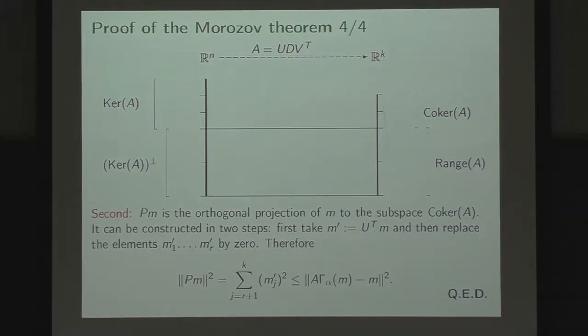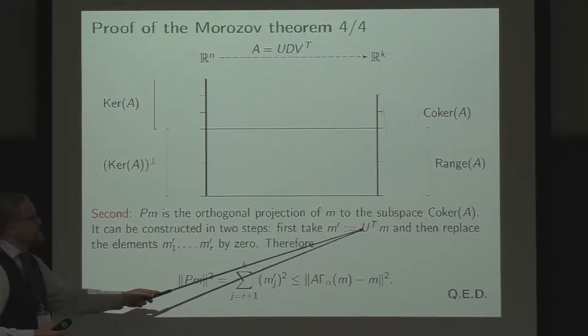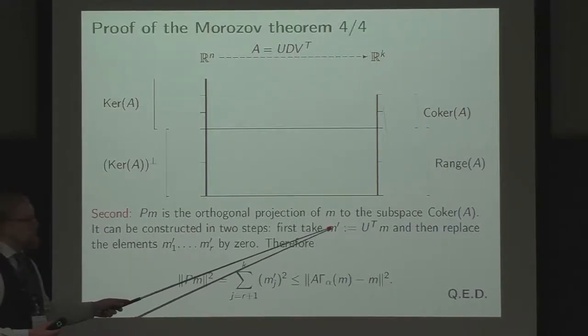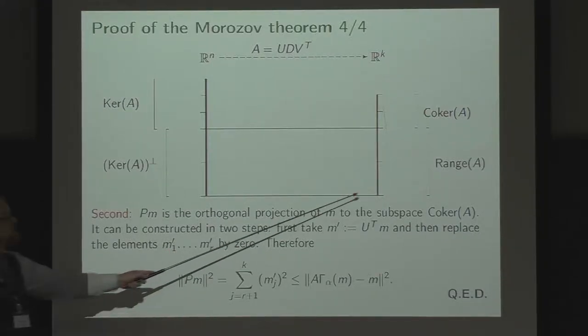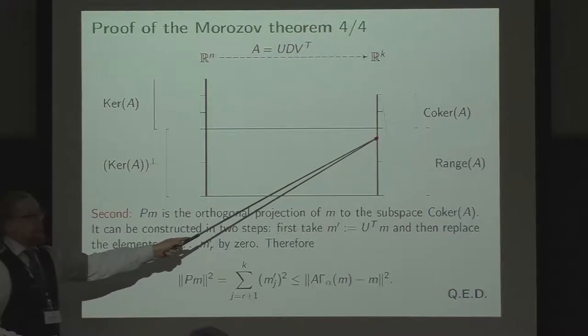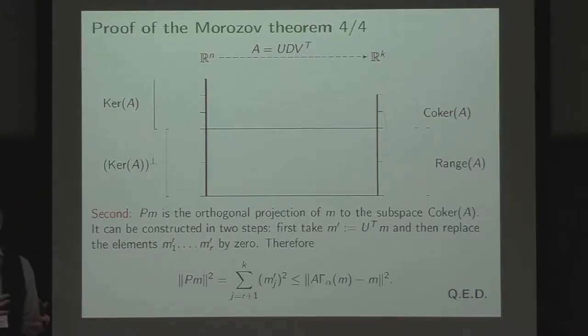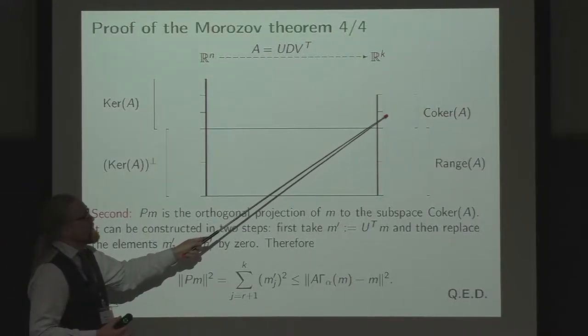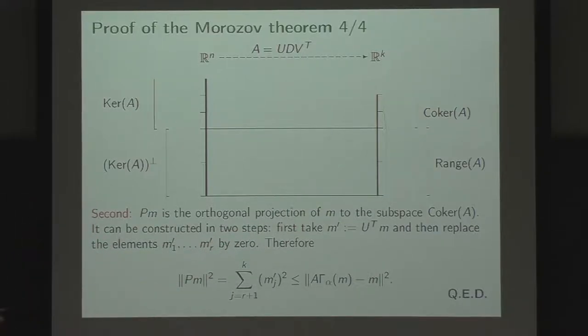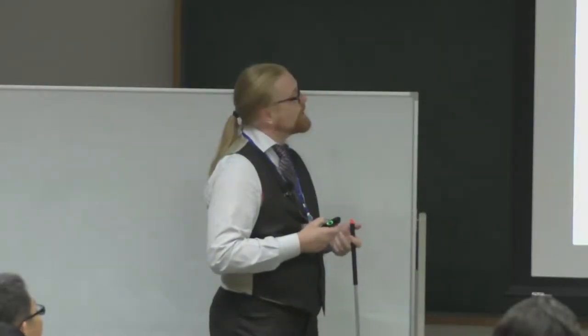So this orthogonal projection can be done so that first we map M with the U transpose to this one, what we already called M prime, and then we take the projection: the first R components, they correspond to these guys in the picture, and we put them to zero. That's what it is to take an orthogonal projection to this part of the space, which is the co-kernel. So that's why what we have there on the left-hand side is really this guy. So this is the proof for the Morozov theorem.